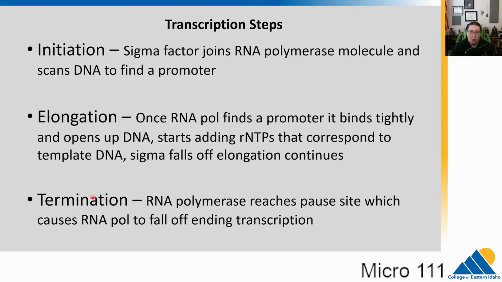Finally, when the RNA polymerase reaches what we call a pause site, which is just the end of the gene, some things happen, usually like the RNA folds back on itself or something like that, and RNA polymerase falls off of the DNA and transcription is ended. So we start, we continue, we end. That's the basics. And then there are different things that happen at each of these. Let's go ahead and watch an animation of this.